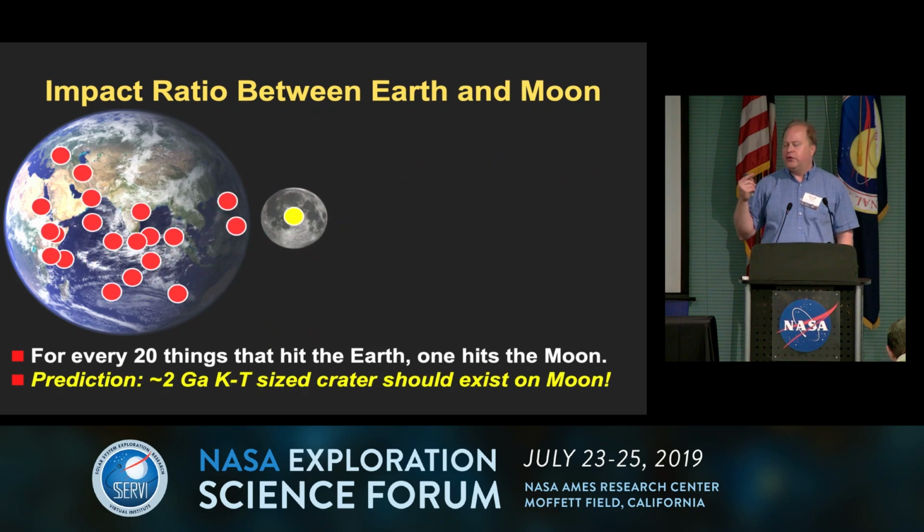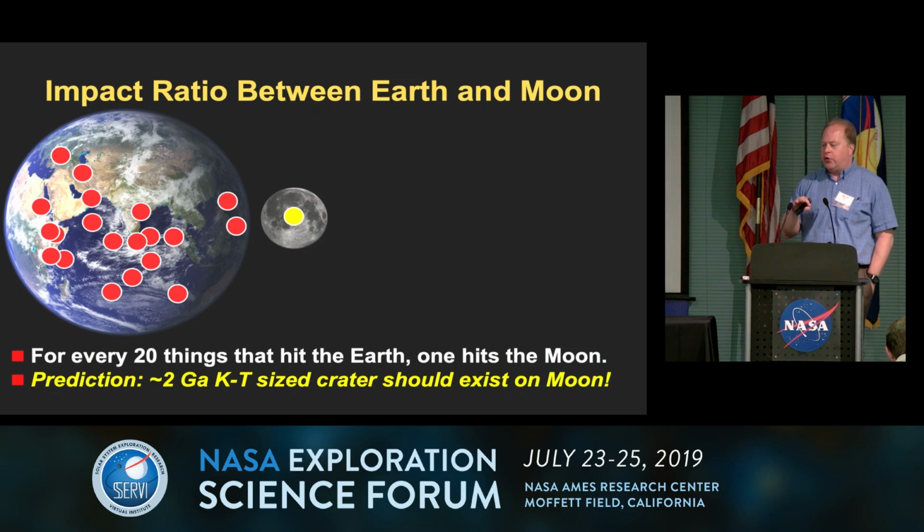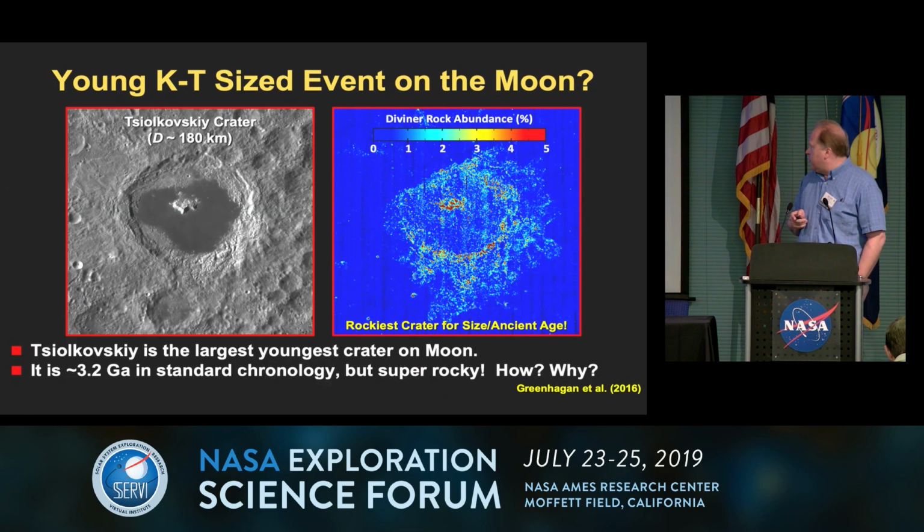For every 20 things that hit the Earth, 1 hits the moon. So if this is right, we should have a big, young crater on the moon, and it should be obvious. It should be something that's, let's say, at least 150 kilometers in size or so. So the question is, do we have that? And the answer is maybe.